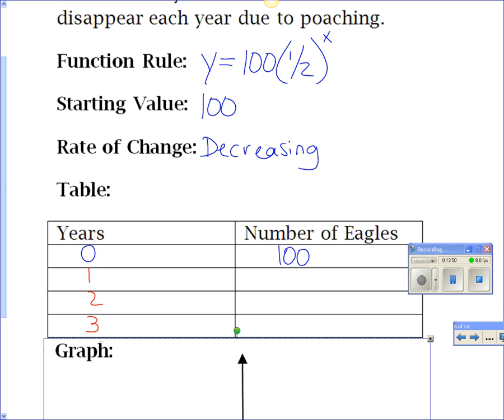Okay, so what's 100 times a half? 50. What's 50 times a half? And what's 25 times a half?